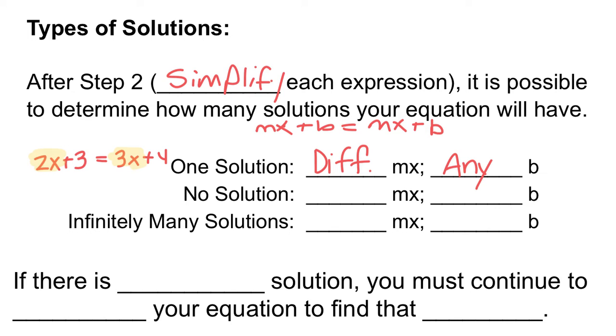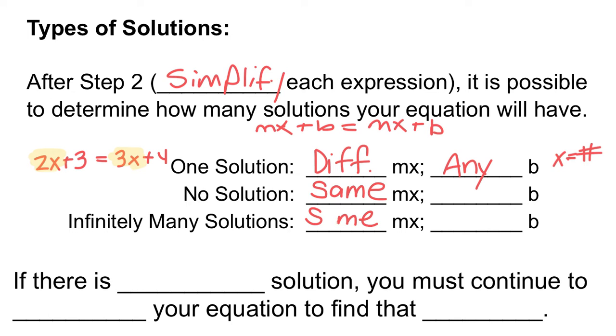Now the answer to that, if you keep working it out, is going to look like x equals a number. And that's how you know you've got a solution. Now, if you reach that second step and you've simplified everything to an mx and a b, and your mx's are the same, then you're going to have either no solution or an infinite number of solutions.